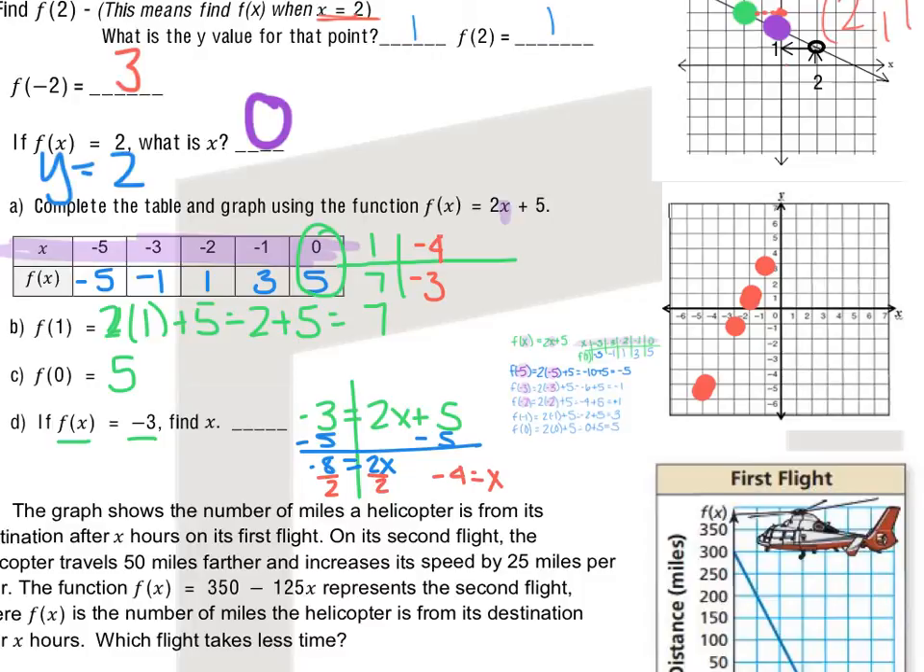My fifth point was 0, 5. That means I'm not going to move left or right. I'm just going to go up 5, and I'm going to put a point there.